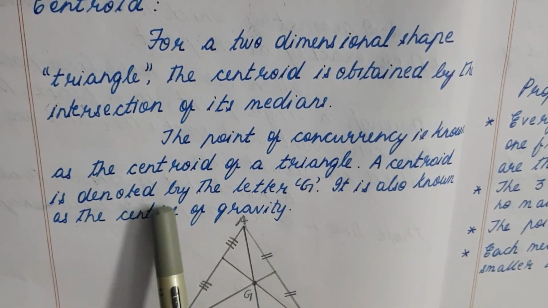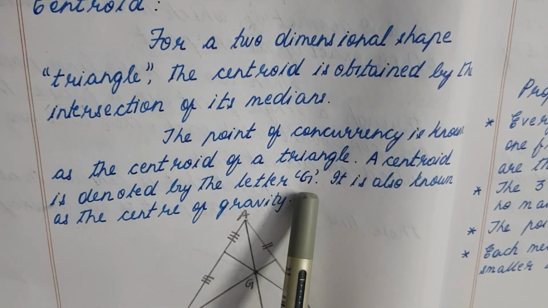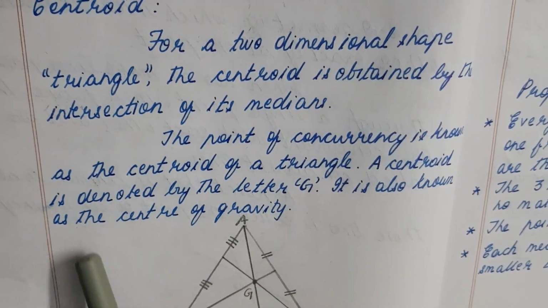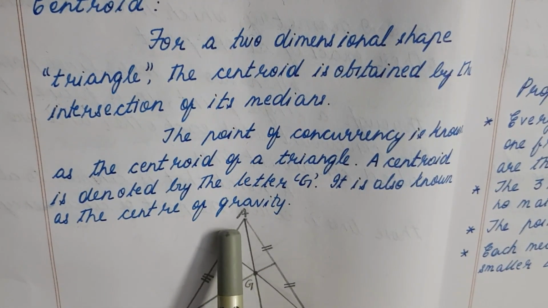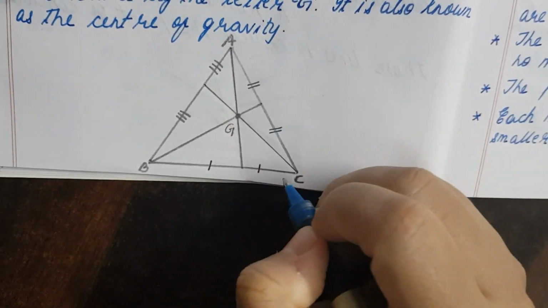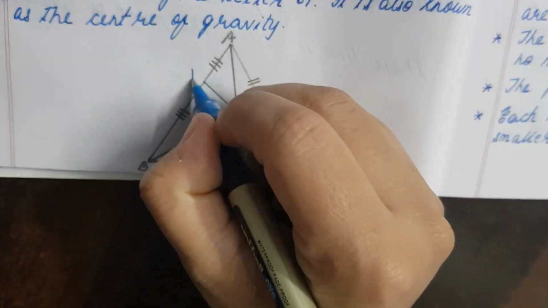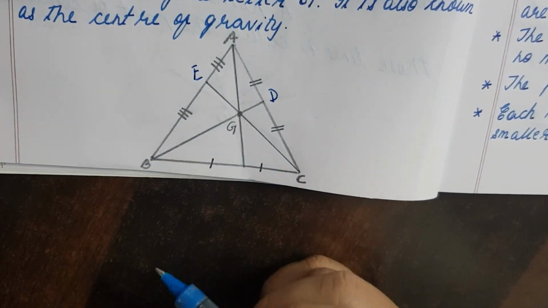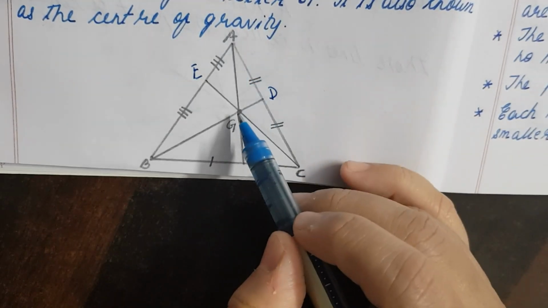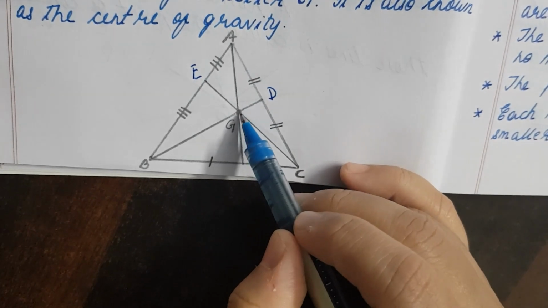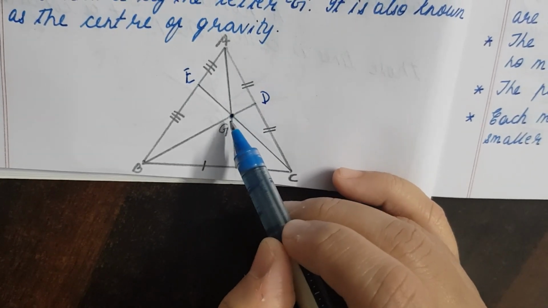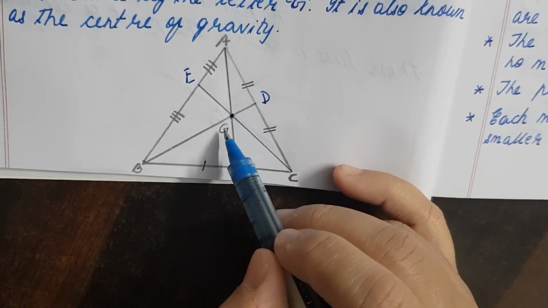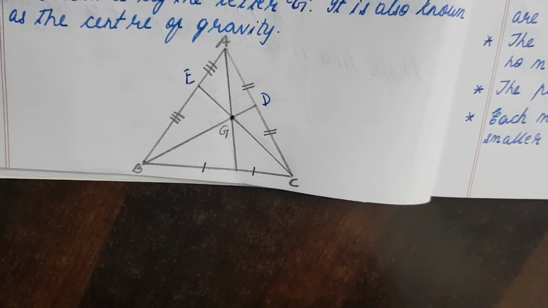So a centroid is denoted by the letter G. It is also known as the center of gravity. So இப்போ பாருங்க, A, B, C, D and E. Okay, so BD is one line segment and CE is one line segment. So இது எல்லாமே ஒரே காமன் பாயிண்ட் வருது இல்லையா, so that is called the centroid. So this is denoted by the letter G.